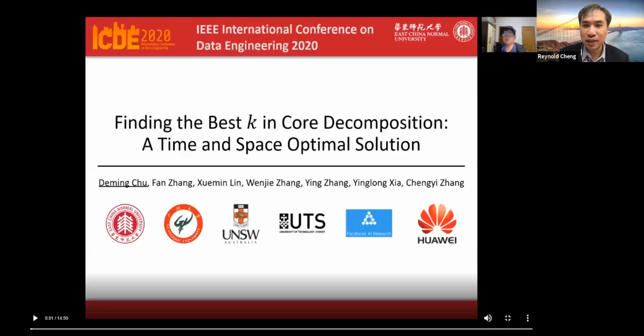Thank you very much. Let's thank Chang again for the very interesting talk. Okay. Thank you. So next, we have the fourth speaker, Mr. Daming Zhu, talking about finding the best K in core decomposition, the time and space optimal solution. Mr. Zhu is a third-year master student at East China Normal University under the supervision of Professor Shenmin Lin. His research interest is graph data management. So Mr. Zhu, can you introduce your talk?